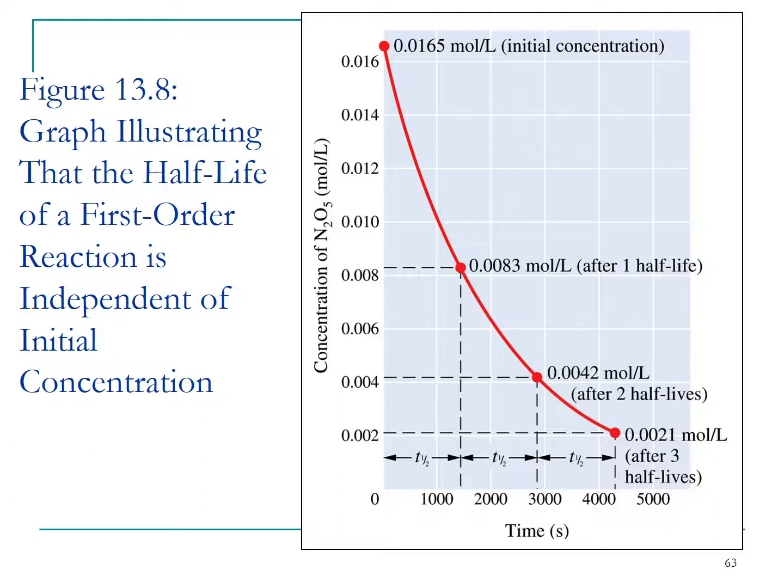And then after another 1400 seconds, the concentration goes from 0.0083 down to 0.0042, approximately half. And then after another half-life, it goes down by another half. So each certain amount of time, whatever the half-life is, every time you get that far along, the concentration will decrease by half, and you get this, we call it an extinction curve, or a curve that's kind of starting out steep, but it starts to level off.